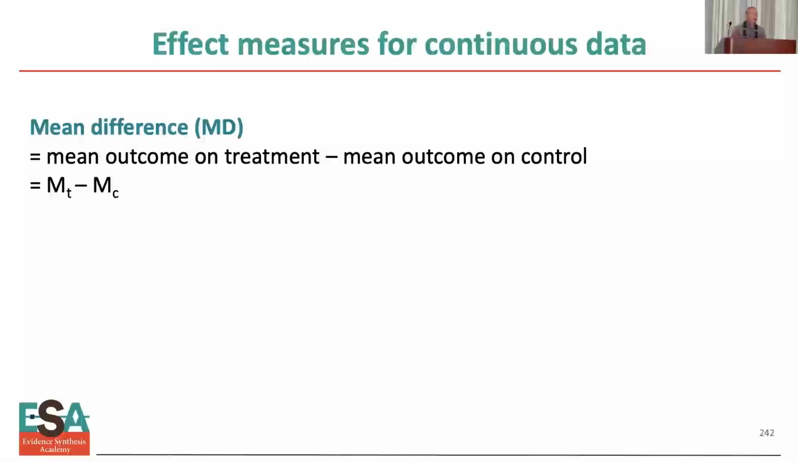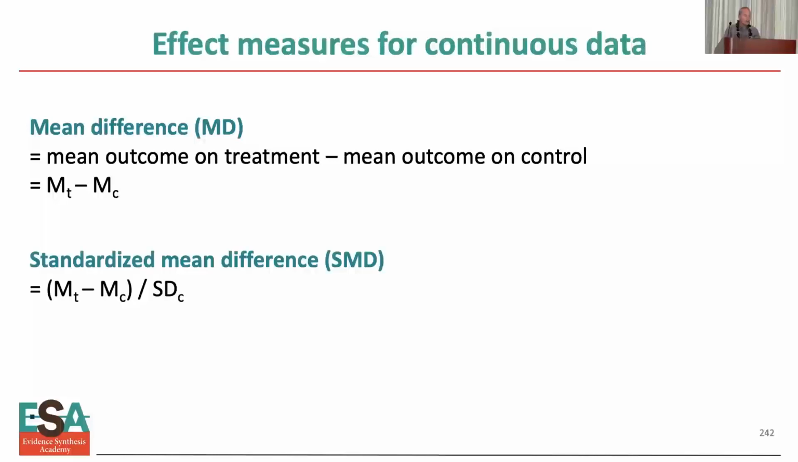All right, so that's for binary data. For continuous data, we typically have means. So we'll get the mean in one group and the mean in another group. And so the mean difference is typically the way we would analyze this. We could also look at a ratio of means, but it's more common to look at a difference. But sometimes we might use a standardized mean difference, which is the difference in the means divided by the standard deviation, let's say in the control group.